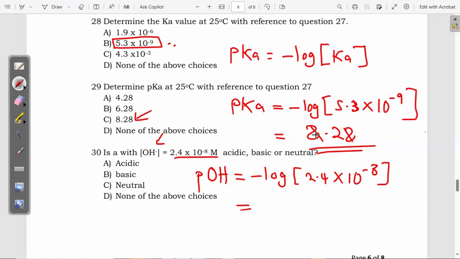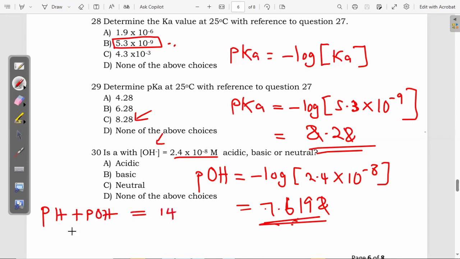On my calculator, it's giving me about 7.6198. So counter check with your calculator. So this is my pOH. It turns out that pH plus pOH should always be equal to 14. So it means my pH will just be equal to 14 minus pOH.